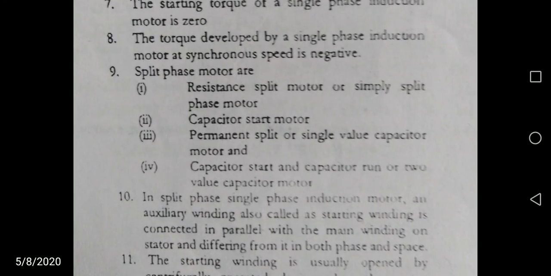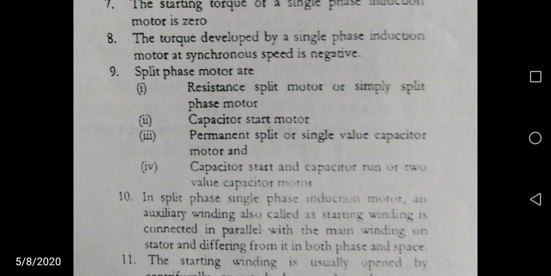The torque developed by a single phase induction motor at synchronous speed is negative. That means NR is greater than NS. Synchronous speed means NR equal to NS. In that condition, NR is somewhat greater than NS, so in that condition the slip is negative.